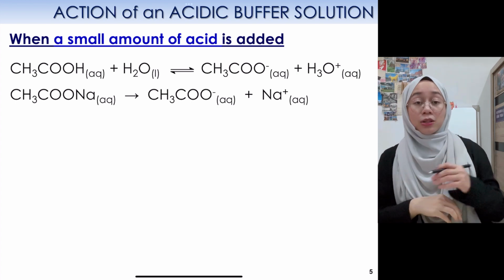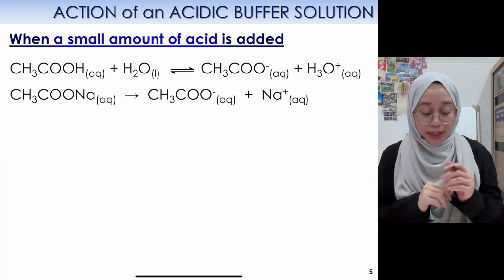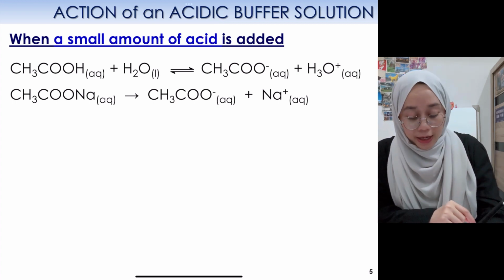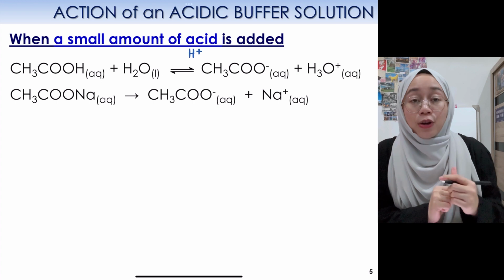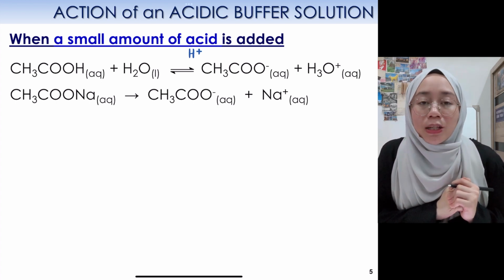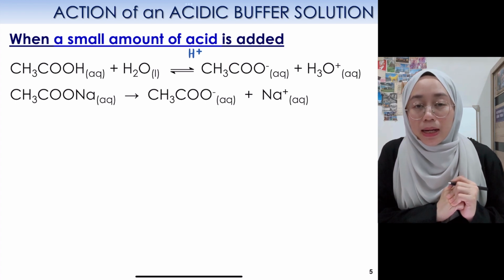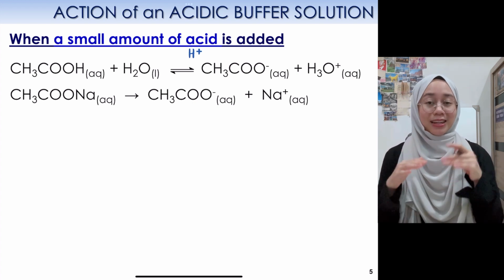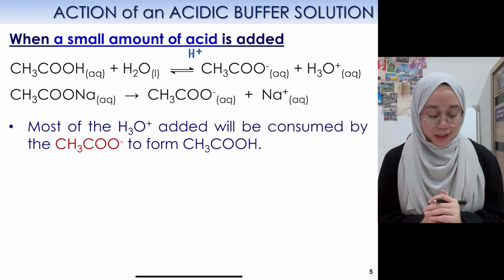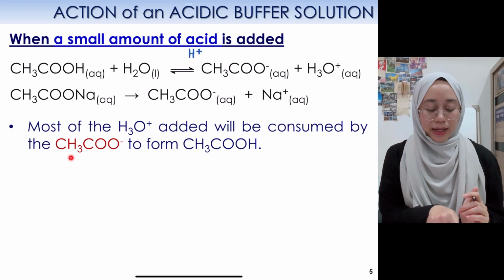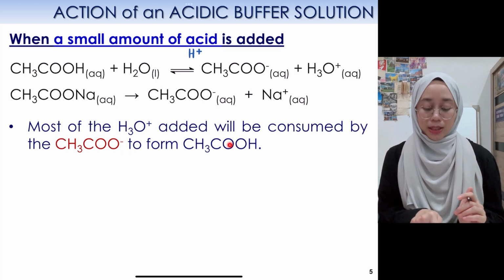When we add acid, what ion are we actually adding? A small amount of strong acid. We will add it from a strong acid, so from the acid we will have H+ ions, right? Now, if the acid wants to react, it will react with what? Of course it reacts with a base; an acid won't react with an acid. So which one is the base in our buffer solution? Okay, so most of the H3O+ or H+ added will be consumed by the CH3COO- to form CH3COOH.